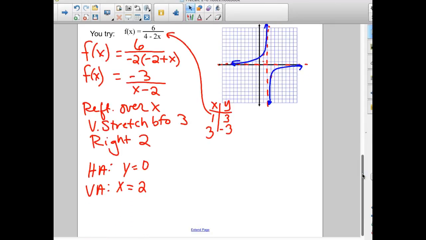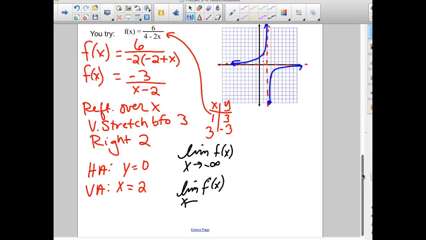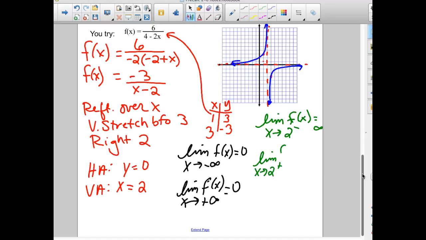Limits. What are we approaching as we go towards positive and negative infinity? 0. We're approaching that horizontal asymptote. Okay. What are we approaching as x goes towards 2 from the left? We're going to infinity. What is the limit as x goes towards 2 from the right-hand side?